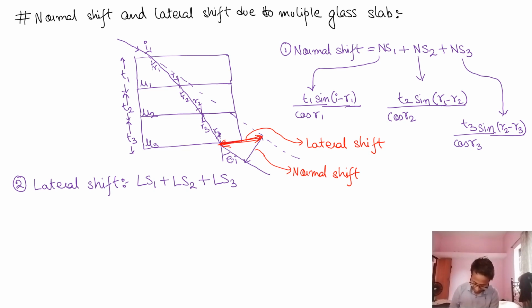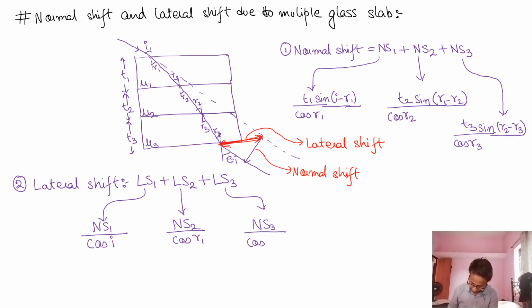And what is lateral shift due to glass slab 1? Normal shift due to glass slab 1 divided by cos of I. What is lateral shift due to glass slab 2? Normal shift due to glass slab 2 into cos of, what is the angle of incidence in this glass slab 2? R1, cos of R1. And lateral shift due to glass slab 3 is equal to normal shift due to glass slab 3 divided by cos of, what is the angle of incidence in this glass slab 3? R2, cos of R2. Understood? So this is our normal shift and lateral shift due to multiple glass slabs.